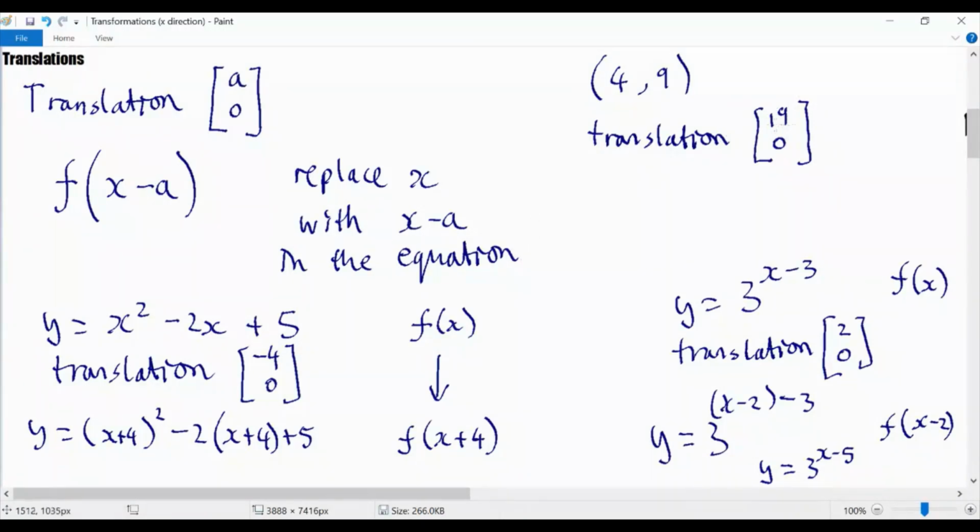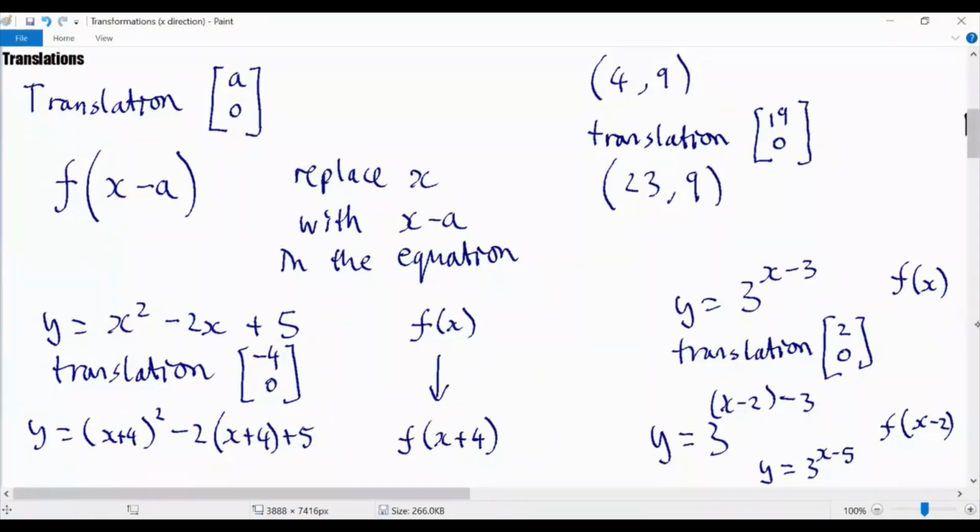A translation 19, 0, that logically means we're moving it 19 units to the right. In other words, we're literally just going to add 19 onto the x coordinate. Directly what the wording says is directly what's going to happen to the coordinates. So therefore, the new x coordinate will be 19 plus 4, which is 23. And then the y coordinate doesn't get affected at all. X direction transformations don't affect y coordinates.